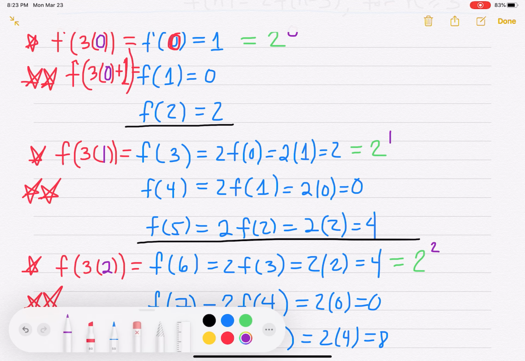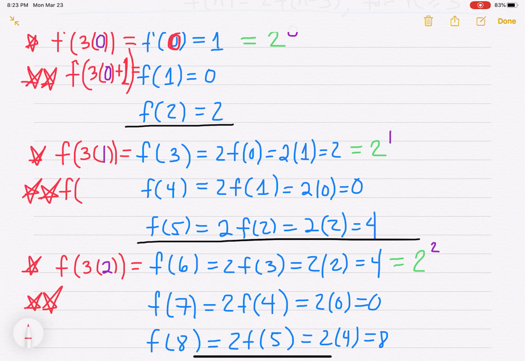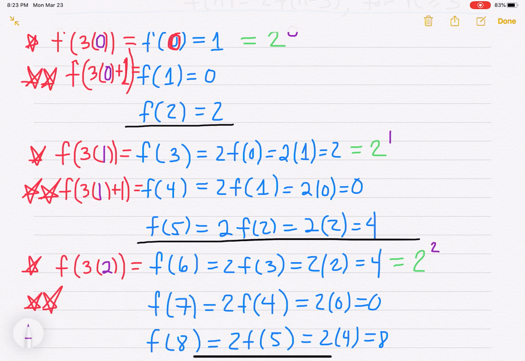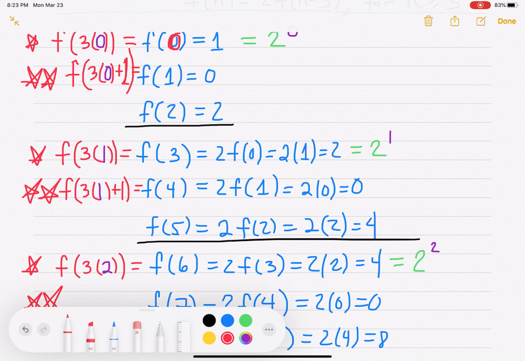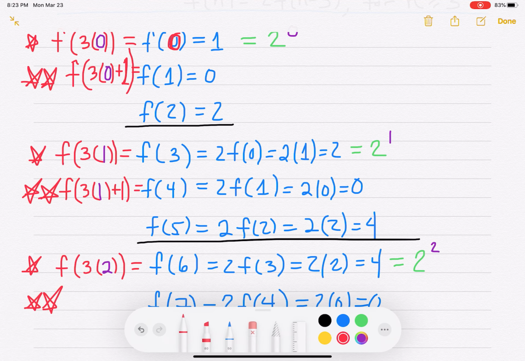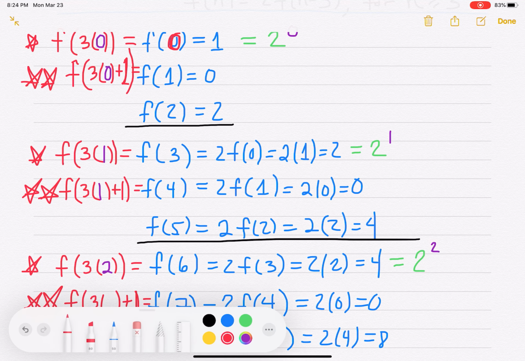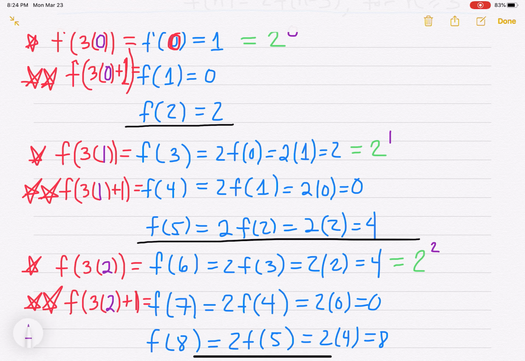Let's go to 4, f of 4. The number 4, that's going to be 3 times blank plus 1. 3 times 1 plus 1. And let's go to f of 7. 7 is going to be 3 times blank plus 1. 3 times 2 plus 1.